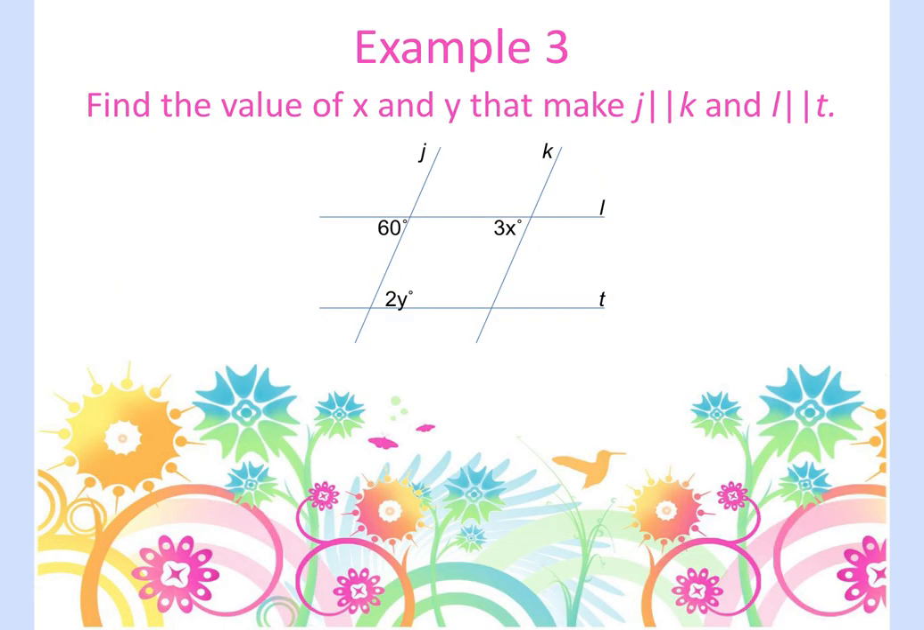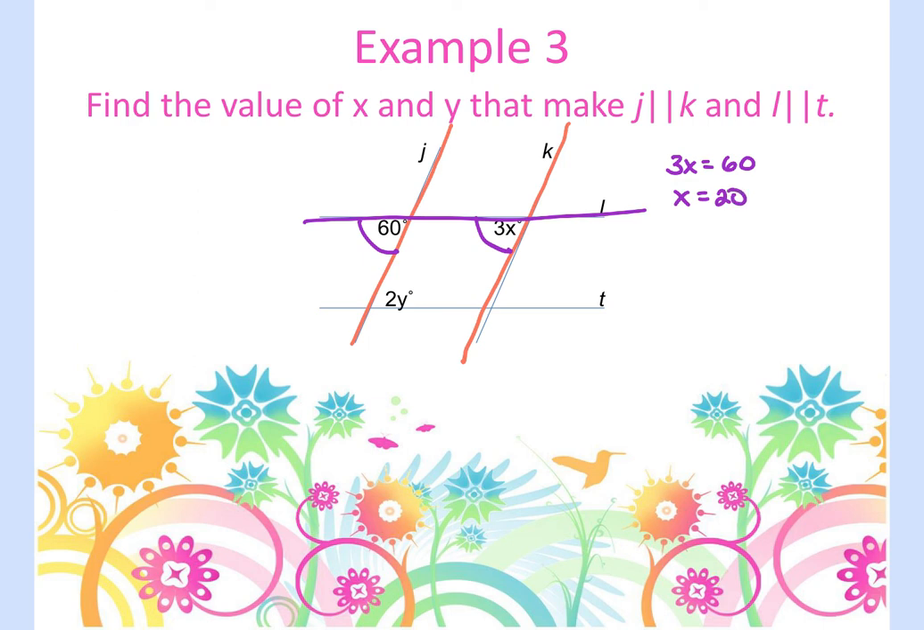All right, example 3, find the values of x and y that make j parallel to k and L parallel to t. Try it. All right, so Cal, j parallel to k. If I'm trying to find x, I'm using that top transversal. What's the relationship between 60 and 3x? They're corresponding, which makes them congruent if the lines are parallel. So 3x would equal 60. Good.